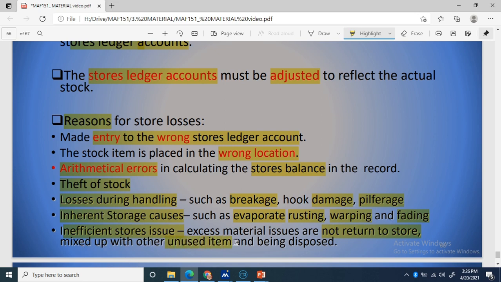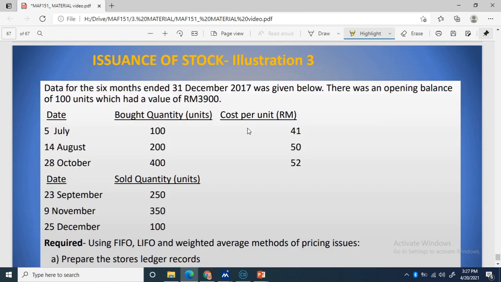So it is mixed up with other unused items and being disposed. That means your recorded stock is mixed up with unused items or disposed items. So that's why your store ledger card record does not equal the physical stock count.